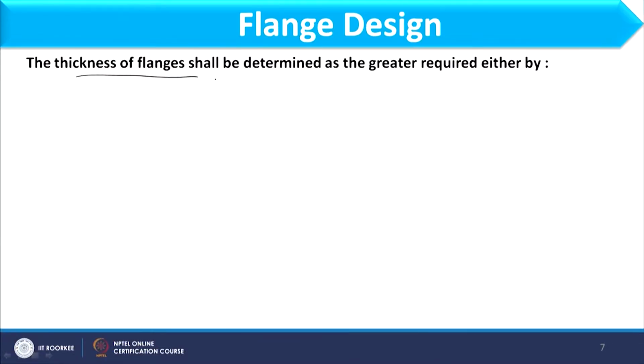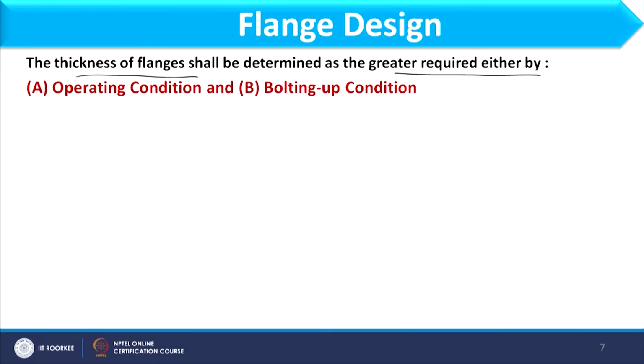So, as far as flange design is concerned, the thickness of flanges shall be determined as the greater required either by operating condition or bolting up condition. So, when the flange is being operated, it has two conditions. First is operating condition, when operation is going on, second is bolting up condition, where operation is not going on, but still the connection should be tight enough. Okay. So, we calculate parameters for these two conditions separately and then we will choose the higher one.